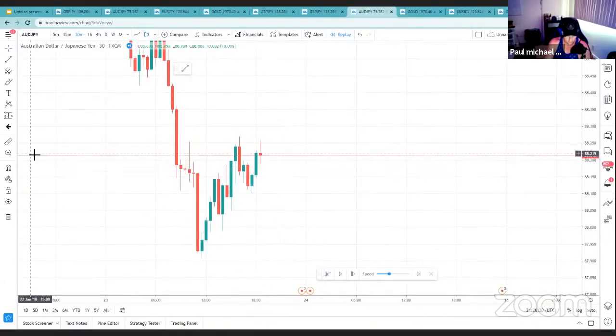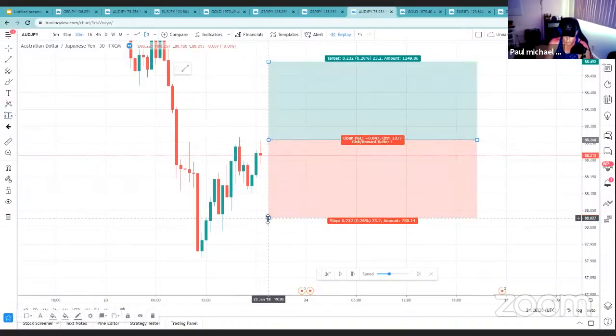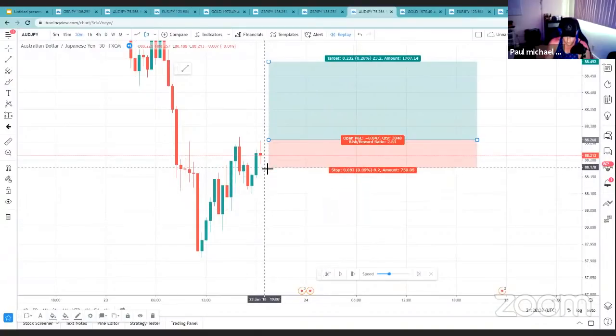Oh, perfect. And then we'll see if we can anticipate resistance breaking. If we get above.